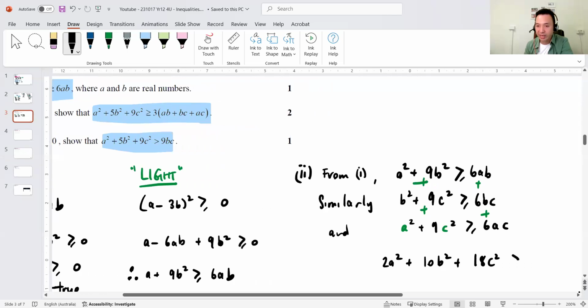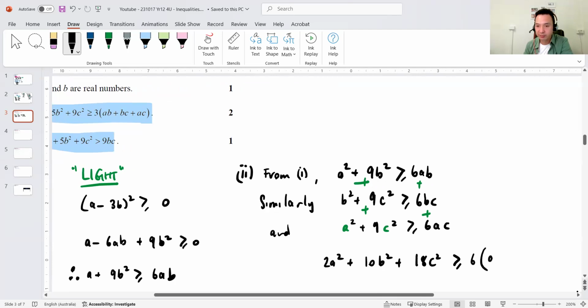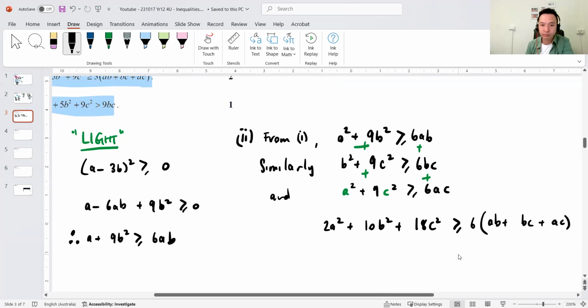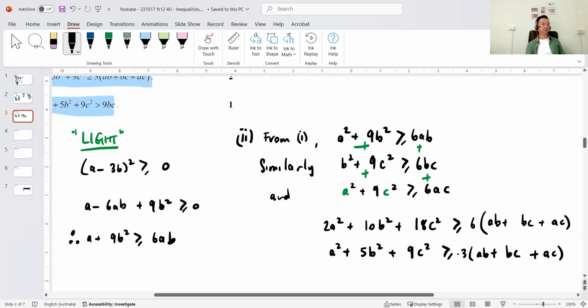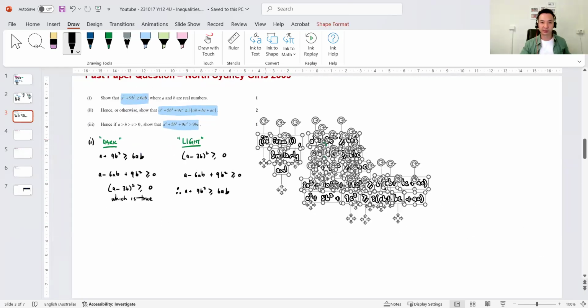Yeah, sometimes you just got to react to the question that you want, and that's like if I factorize a 6 out, I get 6 times ab plus bc plus ac, which is what I want because I divided everything by 2 and I got it, right? So I get a squared plus 5b squared plus 9c squared greater than 3 of these. Yeah, pretty easy, guys. Now, hopefully that was okay. Might park that working out downstairs so I get space.